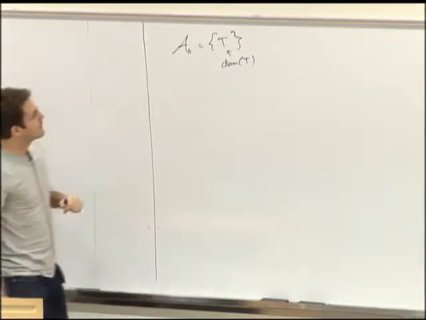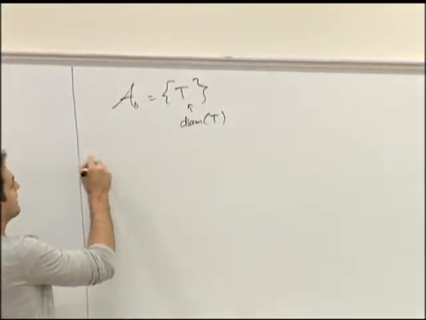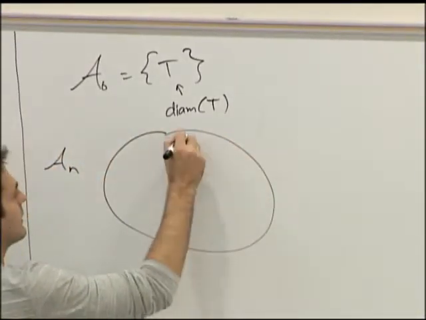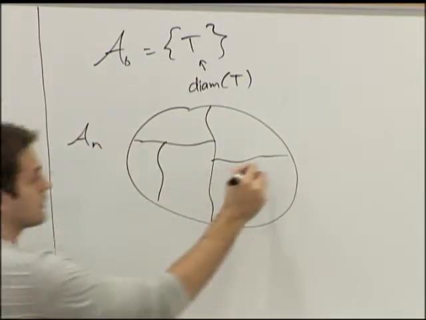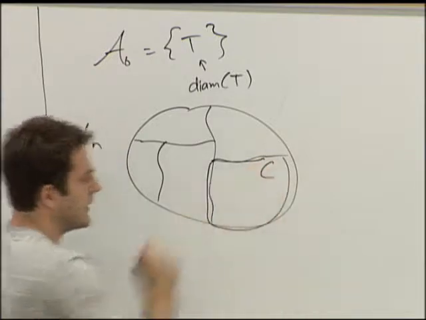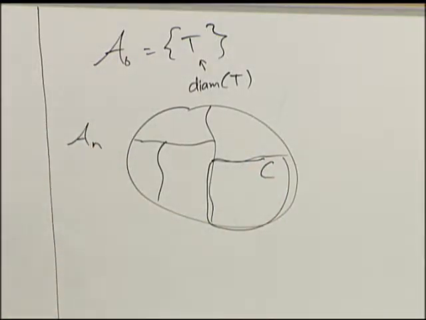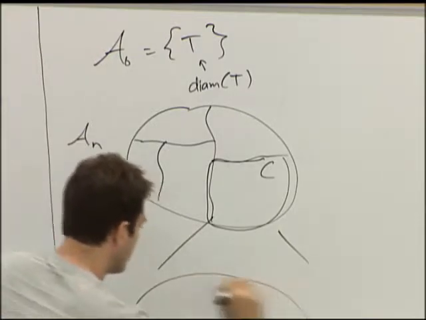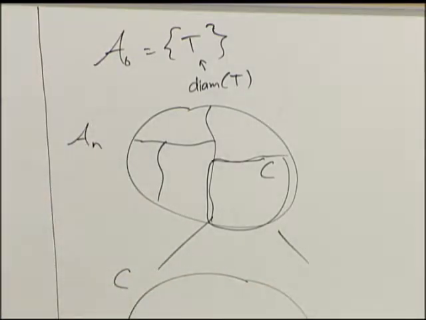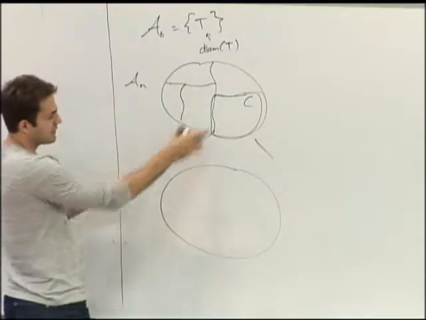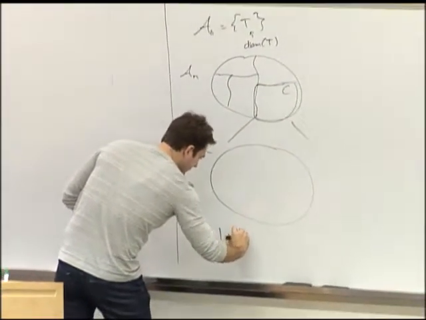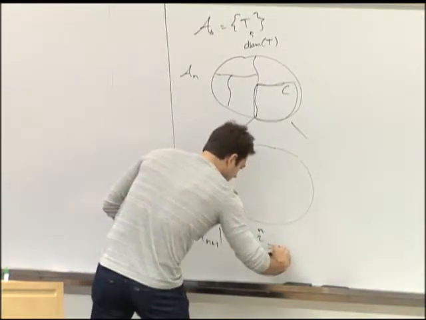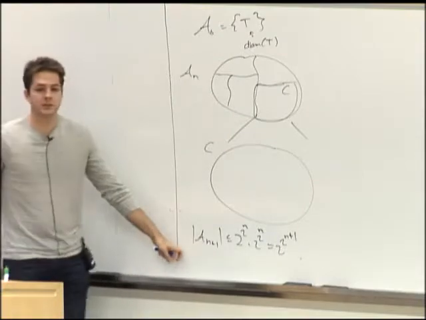Okay, so now, let's suppose that you've come and you've given me A sub n, you've partitioned the space into A sub n. I'm going to get the next partition by taking every piece C in your A sub n. Let's blow up C, here's C. Now I'm going to partition C into 2 to the 2 to the n pieces. So I'll take each of these pieces and partition them furthermore into 2 to the 2 to the n pieces. And of course, if I do that, then the size of A sub n plus 1 is at most 2 to the 2 to the n times 2 to the 2 to the n, which is 2 to the 2 to the n plus 1. So this will give an admissible sequence.